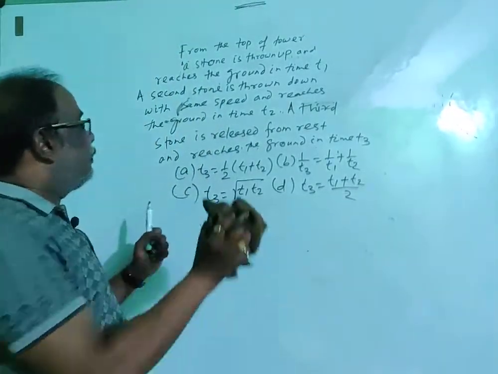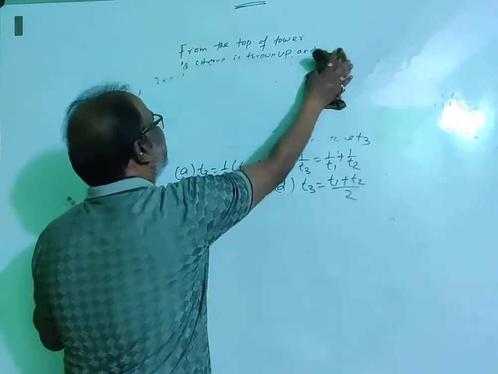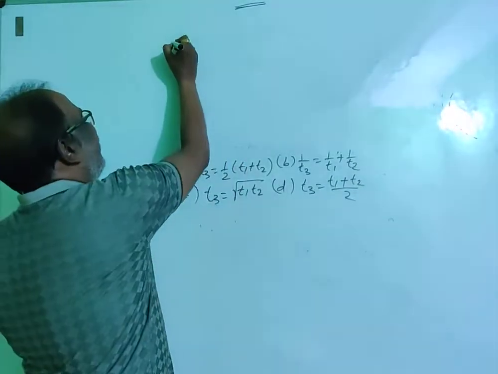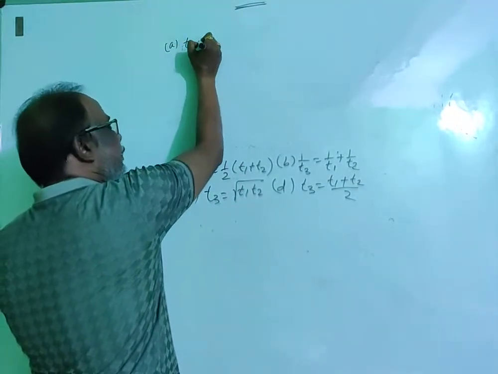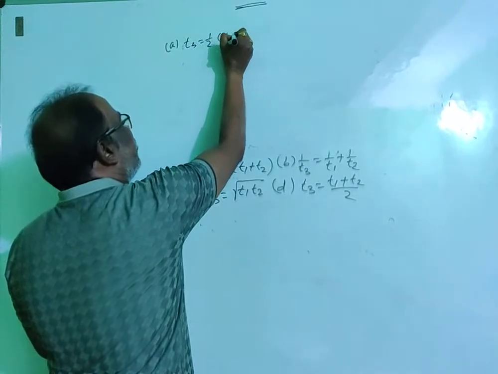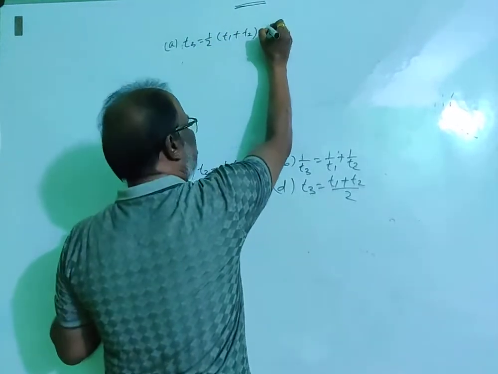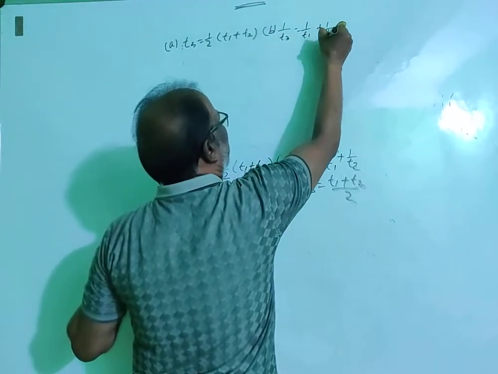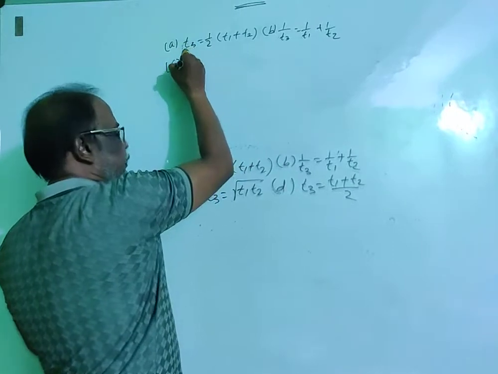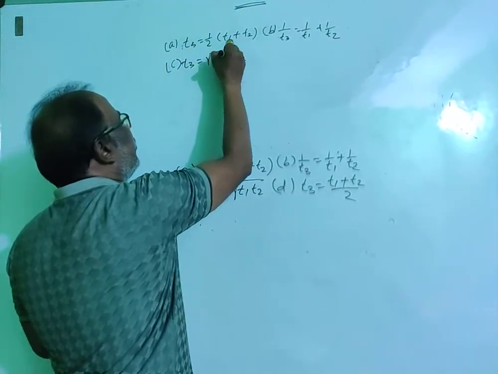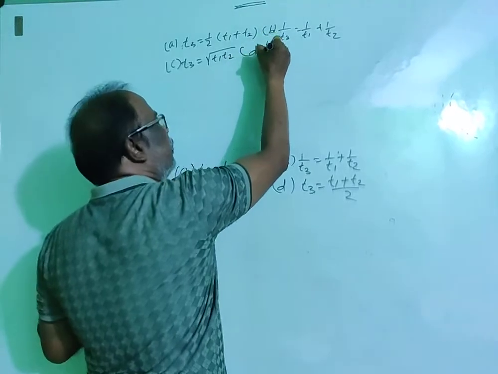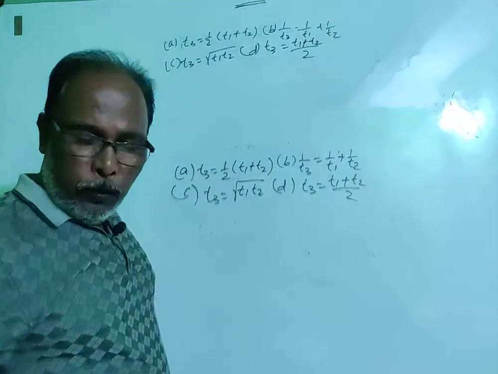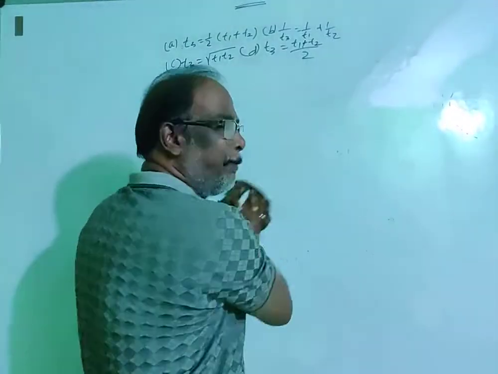Okay. These are your options. I am erasing the question because space can't be provided. Option A, t3 is equal to half into t1 plus t2. Option B, 1 by t3 is equal to 1 by t1 plus 1 by t2. Option C, t3 is equal to square root of t1 t2. Option D, t3 is equal to t1 plus t2 by 2.